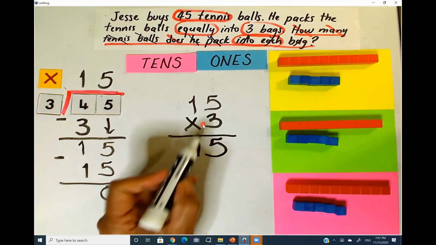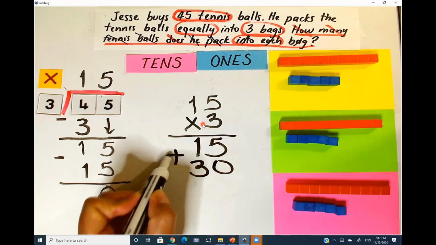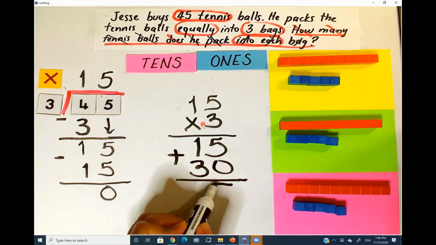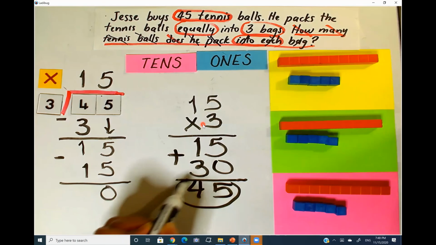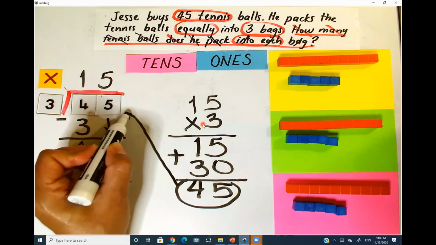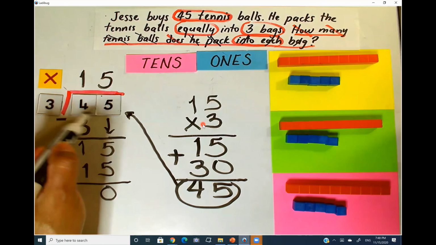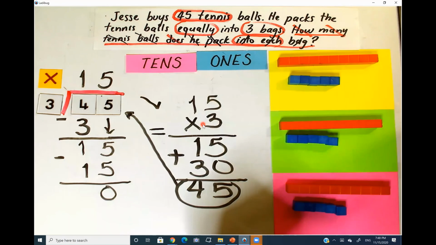And then 3 times 10 is 30. When I add those partial products, I'm going to have 5 ones and 4 tens. And if you notice, this 45, which is the whole, is the same as my dividend, which is the whole too. If this is the same, they're equal, that means my answer is right.